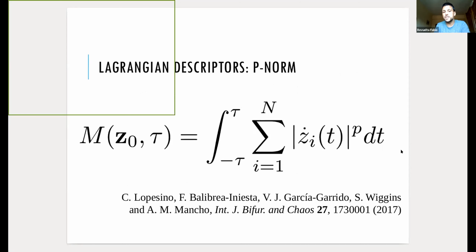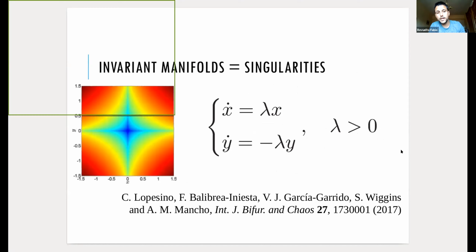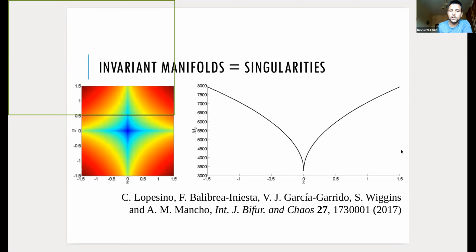Okay, that definition was later on improved using p-norms, and then you just have to take the absolute value of the terms of your flow, integrate them forward and backward in time, and that is the Lagrangian descriptor. And then what you see, this is another example for a saddle point. If you calculate it in that range and you take a section over it, you can really see that there's a singularity at some point at the origin, and that corresponds precisely to one of the manifolds of the system, right? So that is the way they work. Every time you have an invariant manifold, there's a singularity in the Lagrangian descriptor, and that is the way you can identify them.